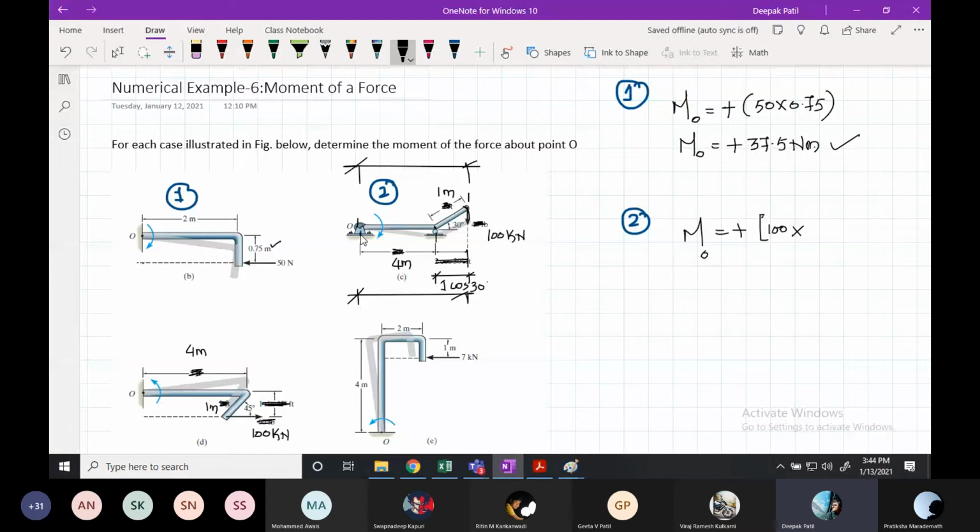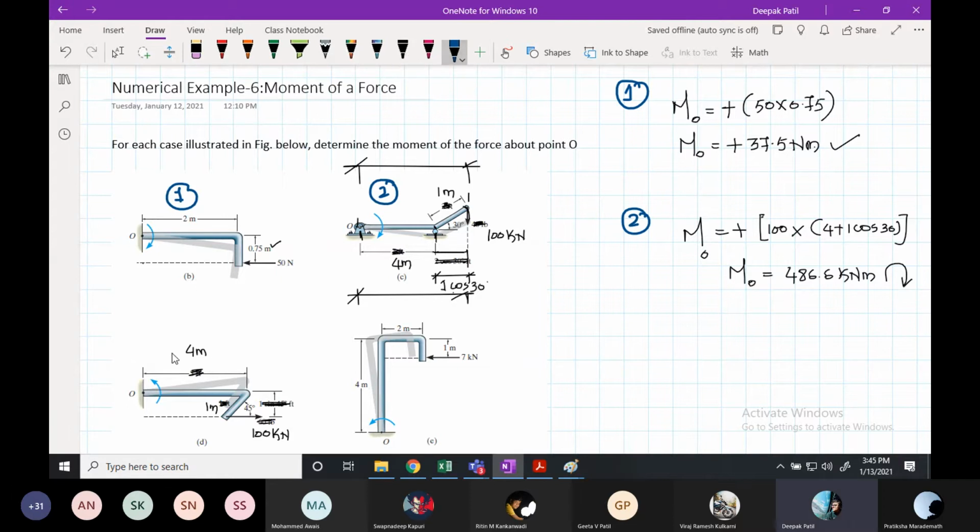Out of this, 4 meters is already given to you. That is from here to here it is already given. And this distance is 1 cos 30. So I can write it as 4 plus 1 cos 30. Are you clear, students? Is it clear? So this comes out to be 486.6 kilonewton meter. And it is causing a clockwise movement.